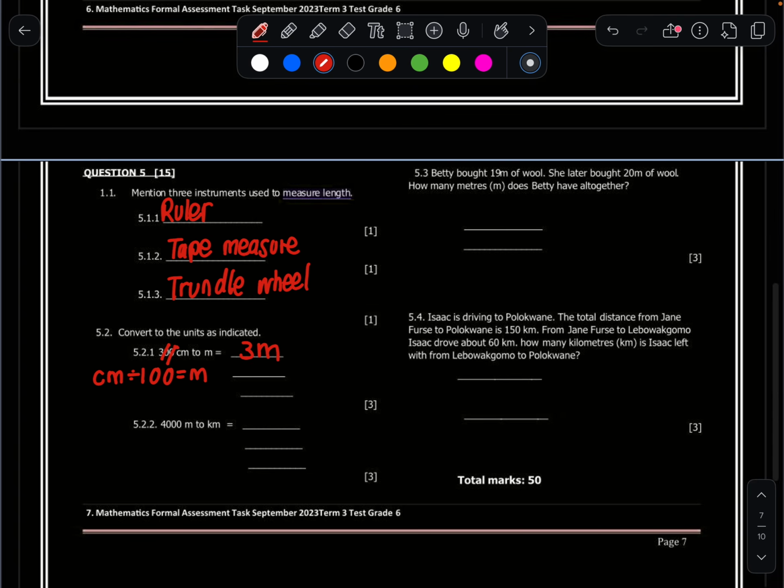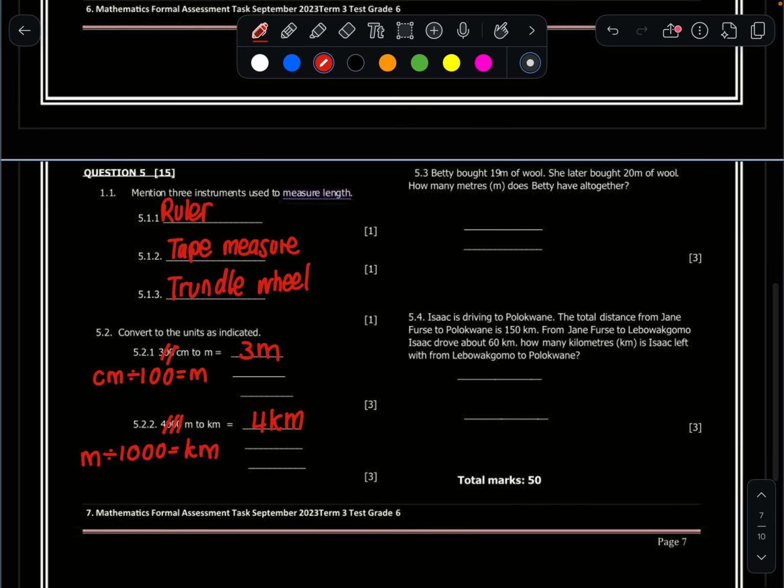Meters to kilometers. So meters, we divide it by 1,000 to get to kilometers. If I divide 4,000 by 1,000, I'm going to cancel the 3 zeros. So it is 4 kilometers.